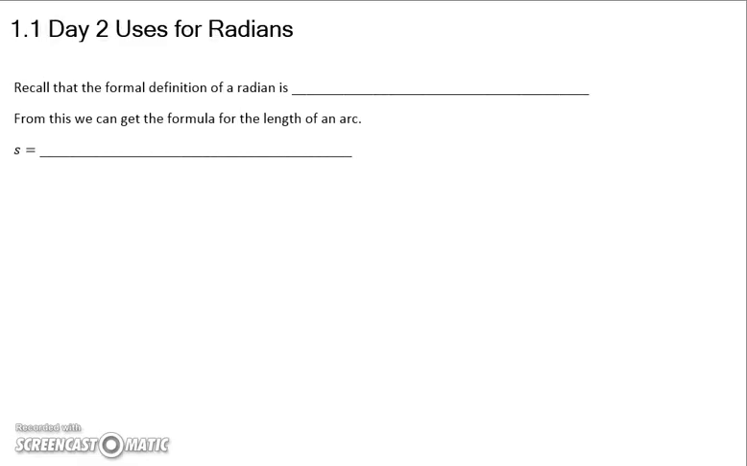Alright, in this video we're going to talk about section 1.1 day 2, and we're going to talk about different uses of radians other than just measuring angles. So recall from the formal definition that we saw in the last video that radians theta is going to be equal to the ratio of S and R, where S was arc length and R was the length of the radius. From this we can actually get a formula for arc length.